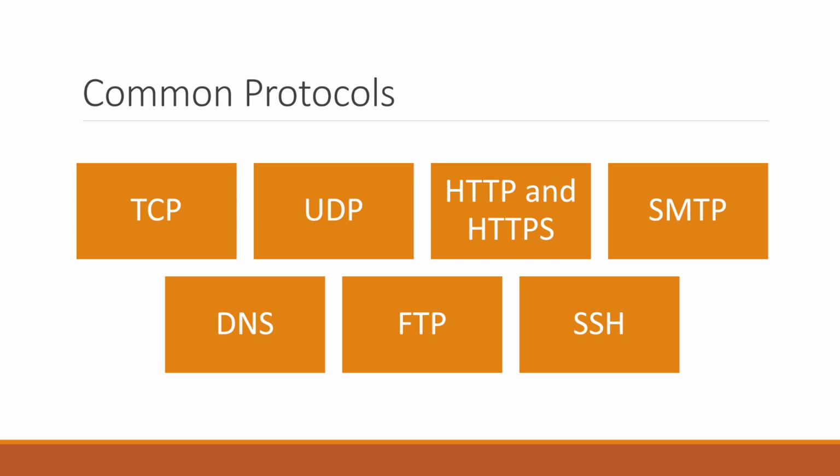SMTP is the Simple Mail Transfer Protocol. It is used for sending emails across the internet, and we either use port 25 for insecure or 587 for secure connections. DNS is what translates human-readable domain names into IP addresses so we can communicate. And remember, this runs on port 53.